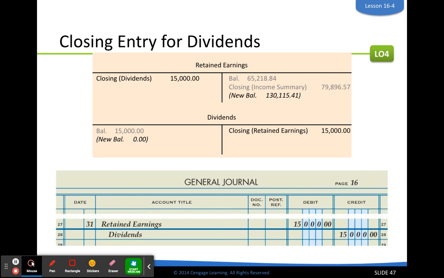So those are our 4 closing entries. All of the accounts that we need to close are on the income statement. So we zero them out going into the next year to start fresh because we keep track of sales, dividends, all of the income statement accounts for just 1 year. So that is section 16-4.